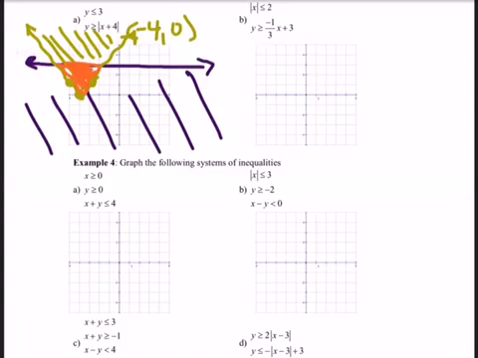So we're going to continue with this in class next time. What I want you to do is graph each of the three from example 4, part A. You're going to graph each of those and find where all three regions overlap as your solution. The rest of them we'll do in class next time.